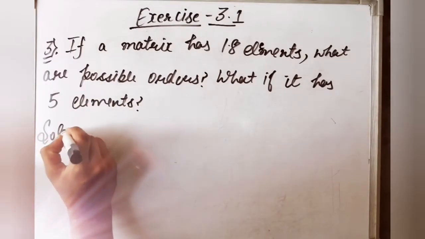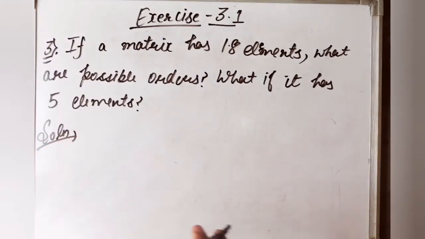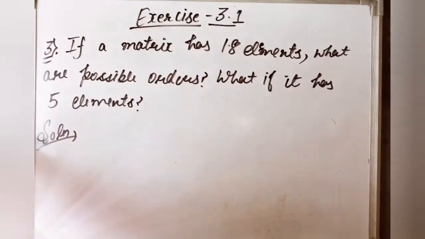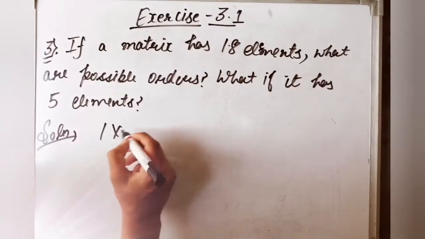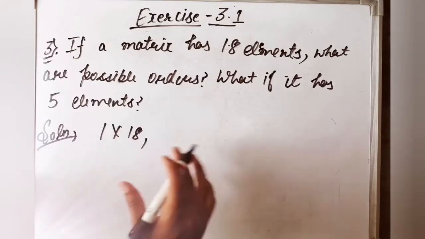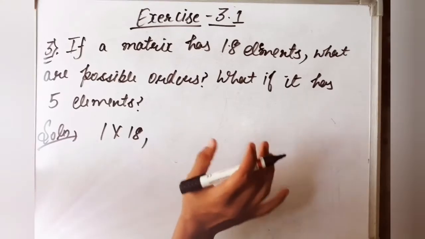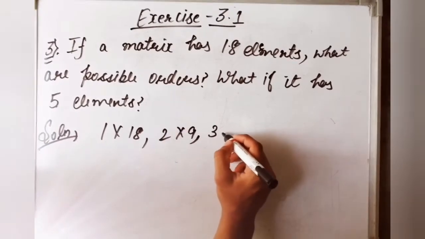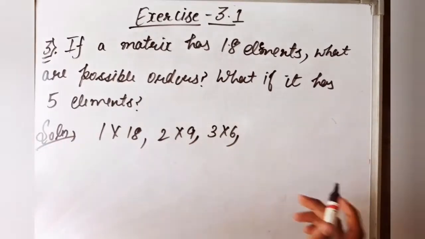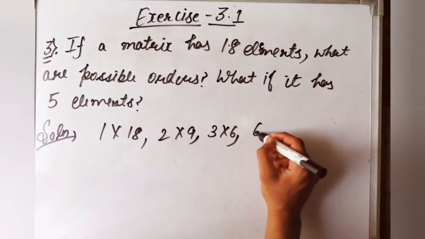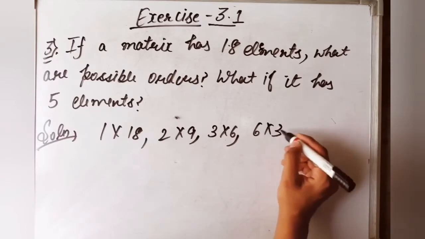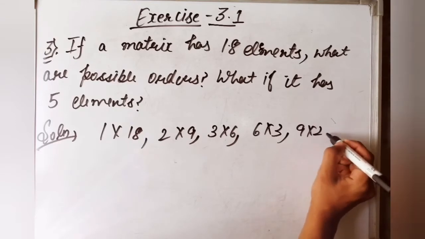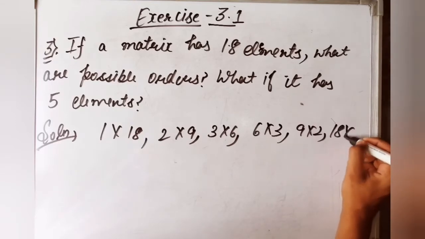Let's have a look at the solution. First of all, let's do the factorization of this 18, and after factorization we have 1 into 18. This time I'm not showing the factorization because you may be familiar with how to do it. Okay, 1 into 18, 2 into 9, 3 into 6, and now repeat this by changing the numbers: 6, 3, 9 into 2 and 18 into 1.